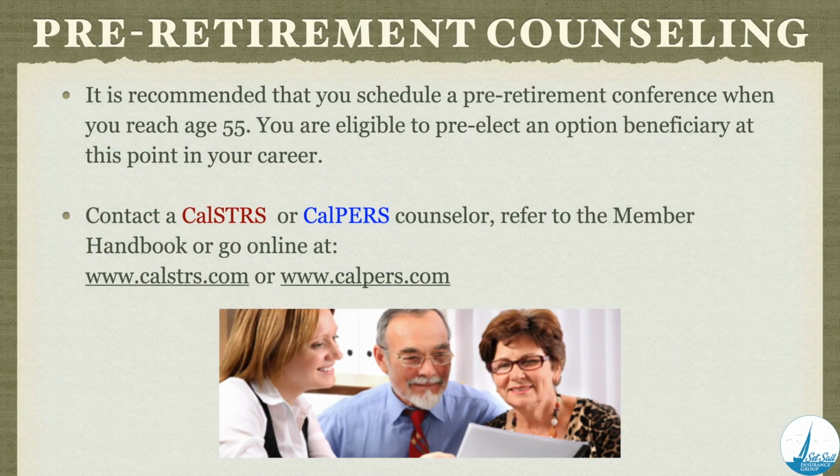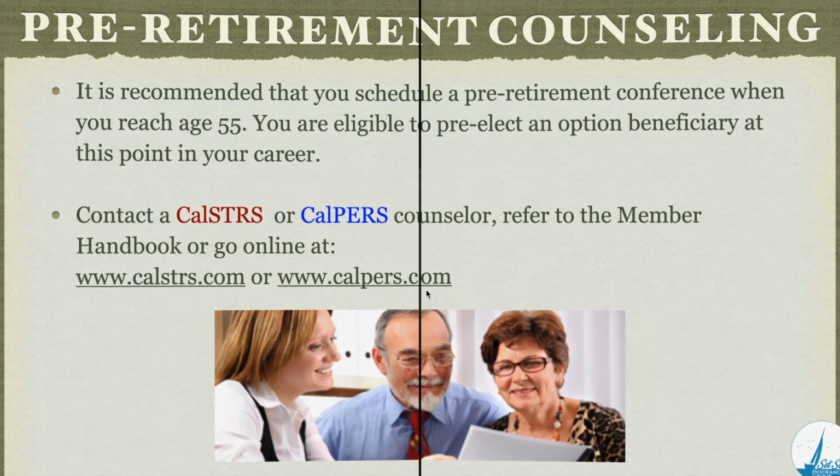Pre-retirement counseling. It's highly recommended that you schedule a pre-retirement conference when you reach age 55. You're eligible to pre-elect an option beneficiary at that point in your career. You can contact a CalSTRS or CalPERS counselor, refer to the member handbook, or go online at CalSTRS or CalPERS.com.